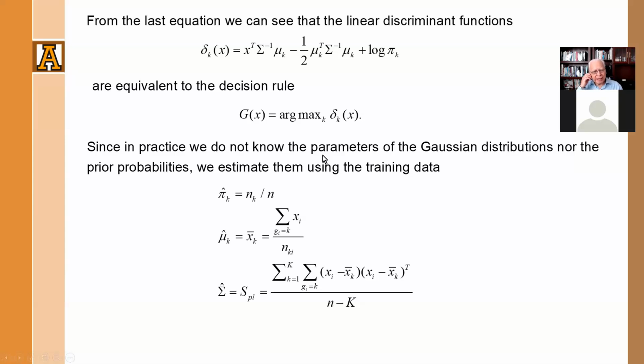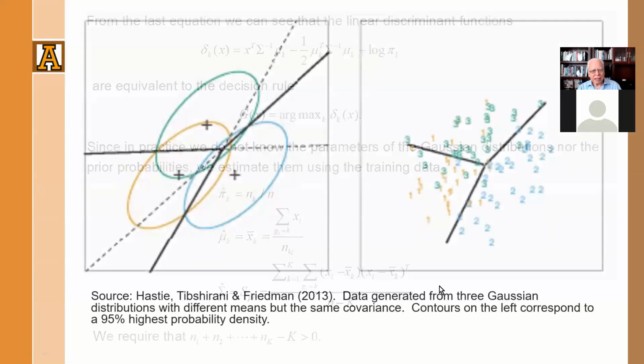We also said that in practice we never know the prior probabilities. We estimate them by the proportions of each of the classes in our sample. We estimate the sample means the usual way, and we estimate the sample variance covariance matrix as a pooled matrix, because we're assuming that all variance covariance matrices are the same. To be able to estimate the discriminant function, we require that the sample size minus k, which is the number of classes, is greater than 0. So we have to have enough observations. That's normally the case, so that shouldn't be an issue.